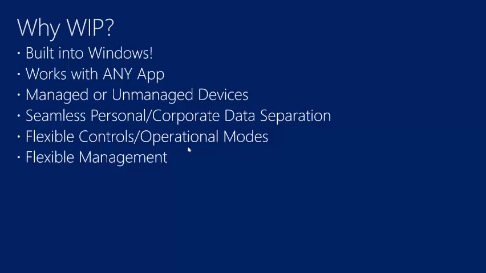Having flexible controls and operational modes. So we're going to dig into this. There's basically 4 ways that you can configure Windows Information Protection. The first one really isn't configuring Windows Information Protection. It's to turn it off, right? Well, if you're going to run Windows Information Protection, you probably don't want to have it turned off, but that is a control. The other is what's called silent.